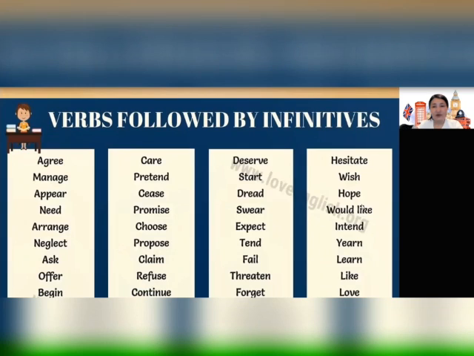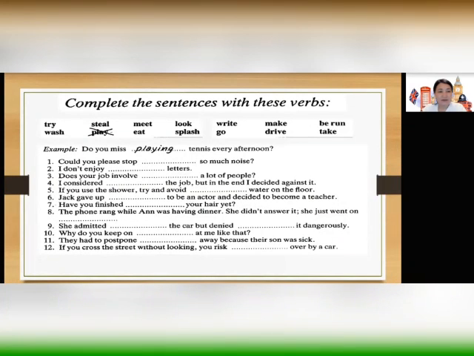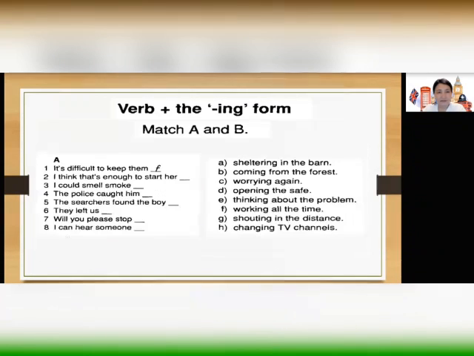Now, here we have verbs followed by infinitives. You may just write down all these verbs in your copybooks and try to remember all of them. Now, guys, let's have some practice with these verbs. Please read these sentences attentively and complete the sentences with these verbs. Somewhere you may put verbs with -ing, or somewhere you may use the infinitive.